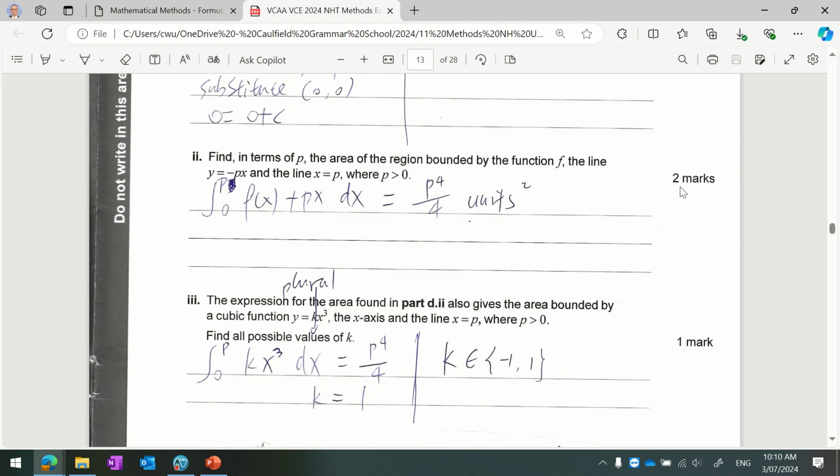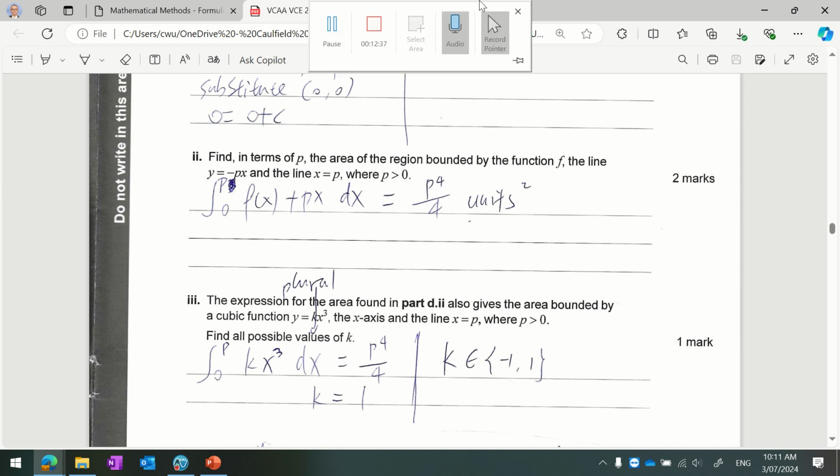The 2 marks, my guess of how those 2 marks are allocated is that 1 mark is the final answer, p to the power 4 over 4 unit square, and the other 1 mark is setting up the integral.